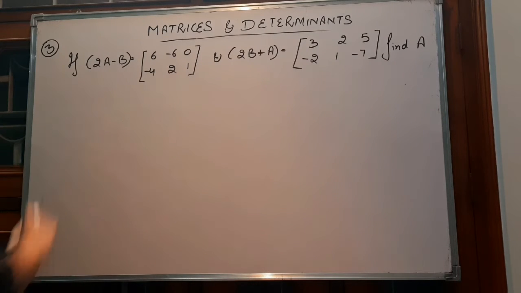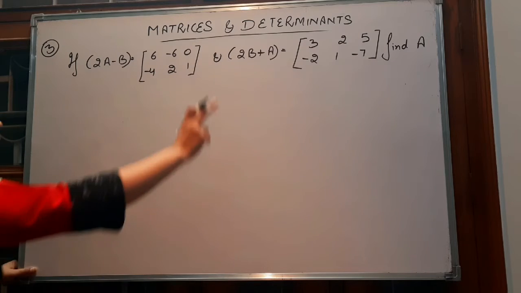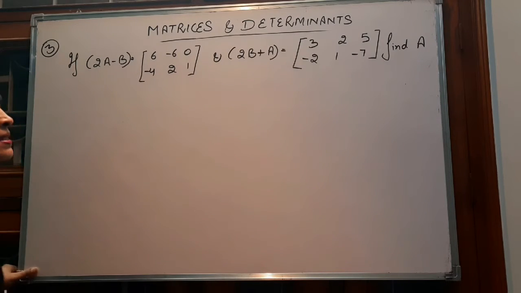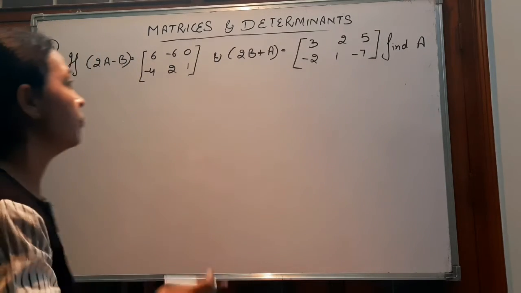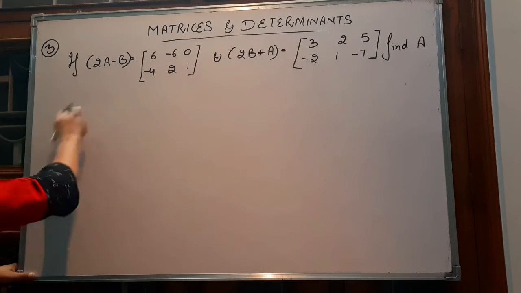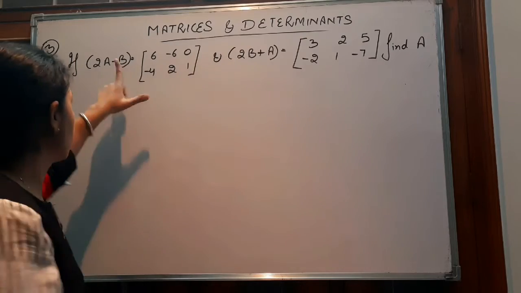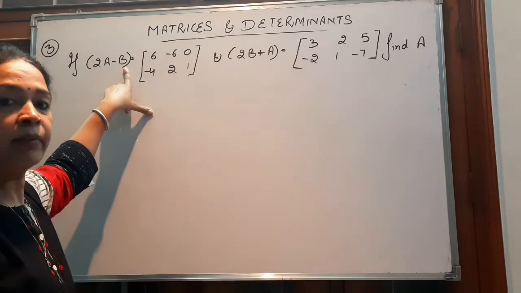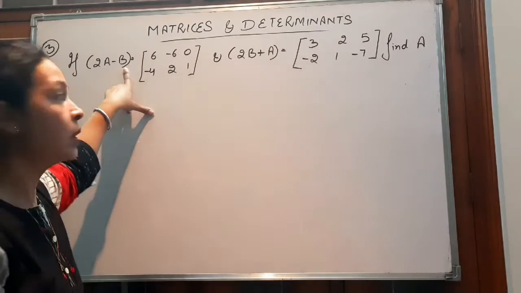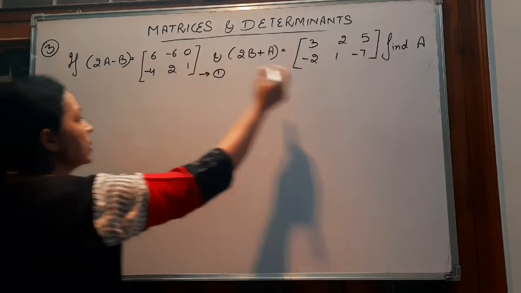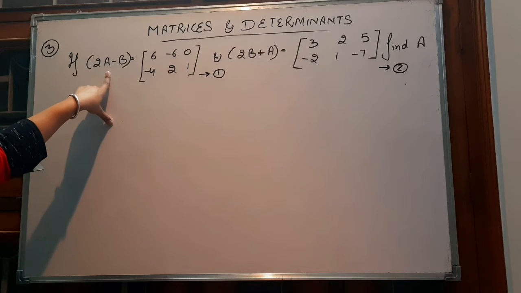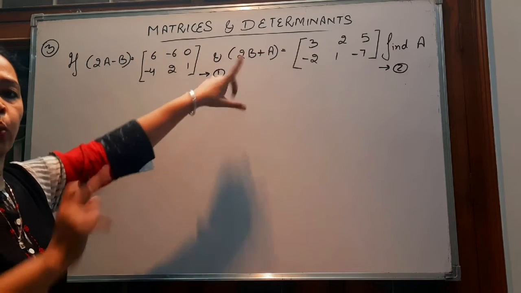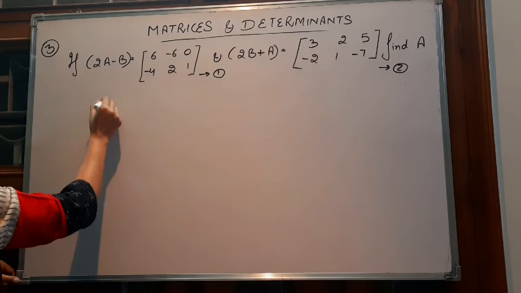Next one is, if 2A minus B is a matrix given of order 2 by 3 and another matrix is given, 2B plus A, another matrix of 2 by 3 order, we have to find A. Now, we need A. For that, what we can do? We can eliminate B. Let this be first and this be second. If we multiply the first one with 2 and add both 1 and 2, what will we get?